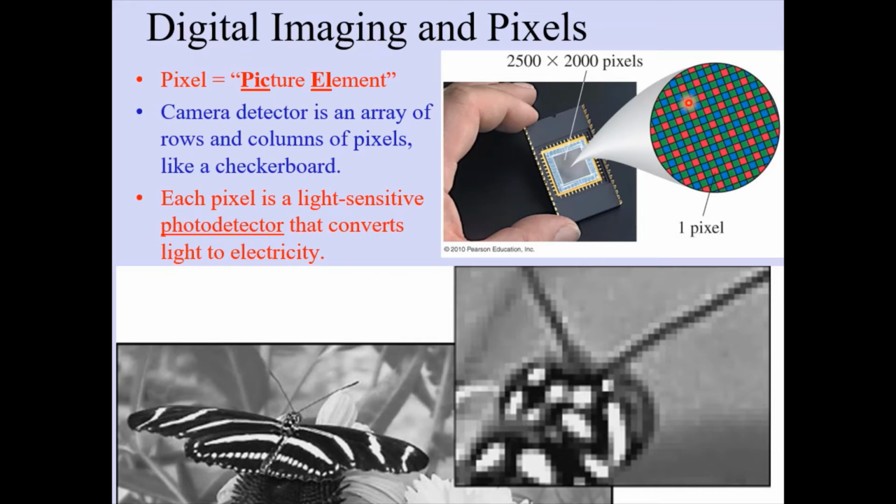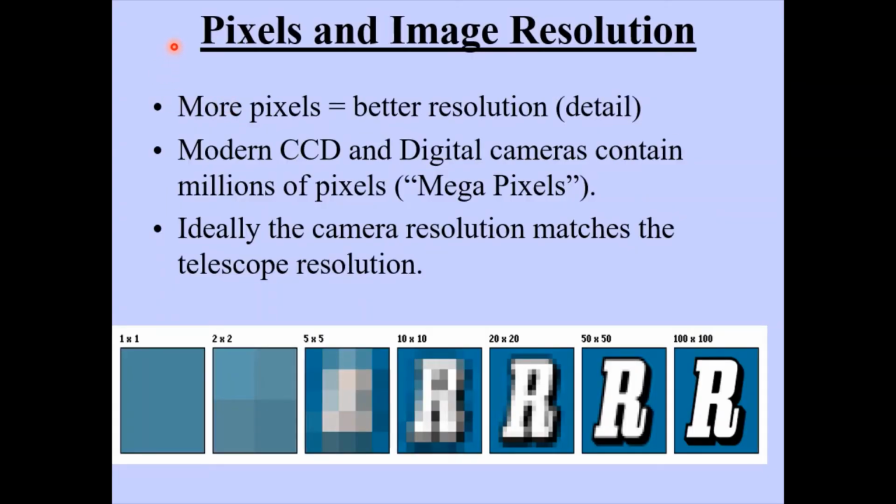Basically, these pixels convert the light that falls on them into an electrical signal that can be processed. So if we look at a digital picture like this, a black and white picture of a butterfly, and if we zoom in on the butterfly's head enough, we can actually start to see the pixels that make up this image on the left. So the pixels allow the image to have resolution. The basic idea is that more pixels provide better resolution or detail.